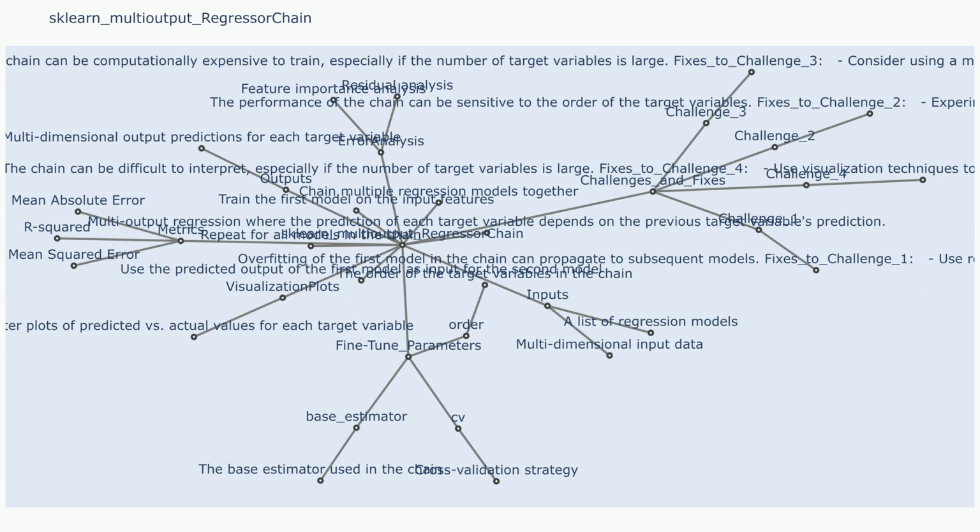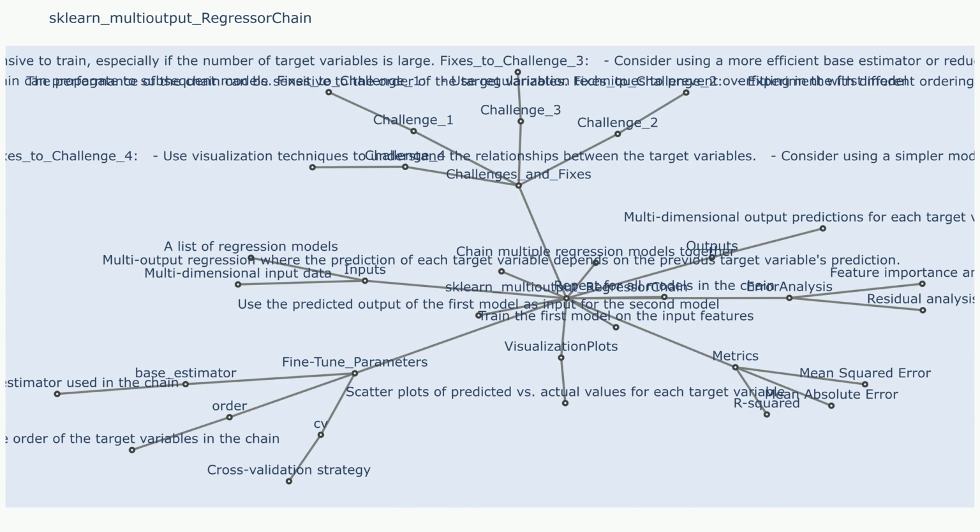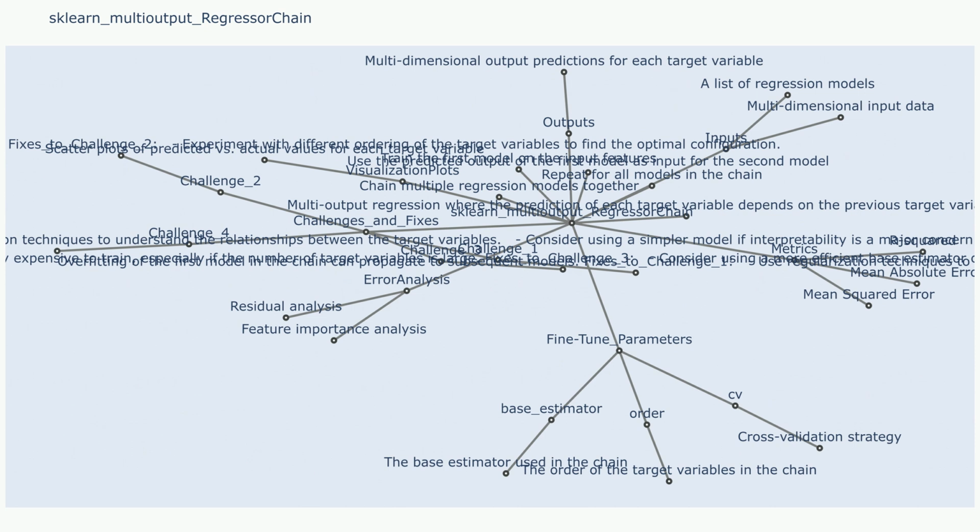Challenge 2: the order of the target variables can significantly impact the performance of the chain. Sample use case that resulted in challenge 2. If a target variable is highly dependent on another target variable, it might be beneficial to predict the dependent variable first. Fixes to challenge 2.